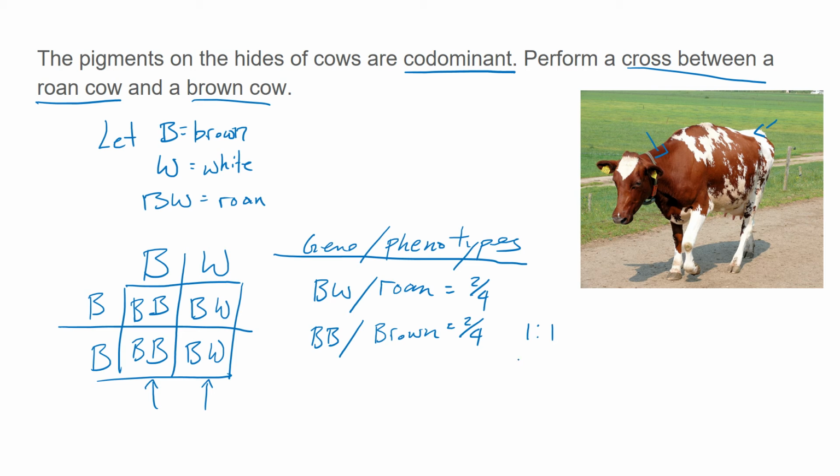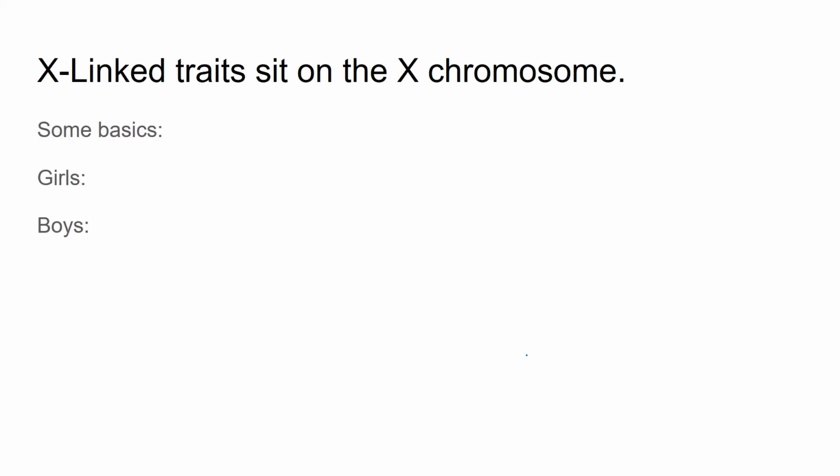Good? Okay. Last type. These guys get a little bit complicated. I need to also teach you about X-linked traits. X-linked traits sit on the X chromosome. So before we go any further, let's do some real basic stuff. You need to know about your sex chromosomes. Girls are XX, boys are XY, right? And then when we do these crosses, we're gonna always attune to their genders, to their sexes. Okay, so let's just do an example.